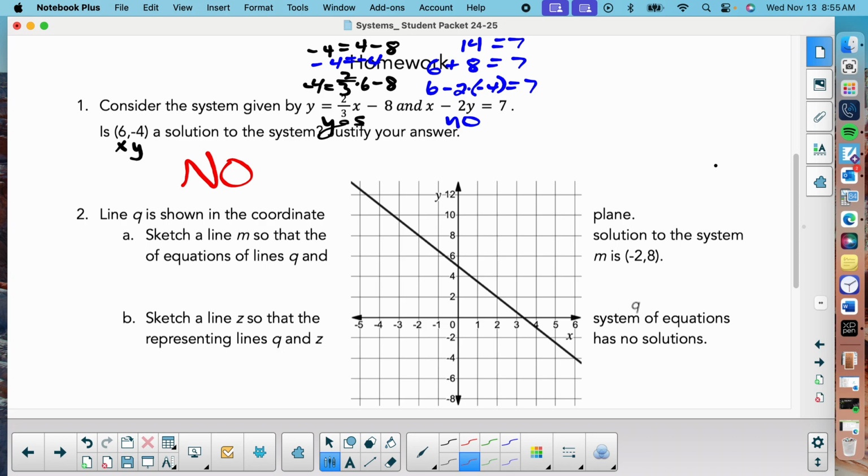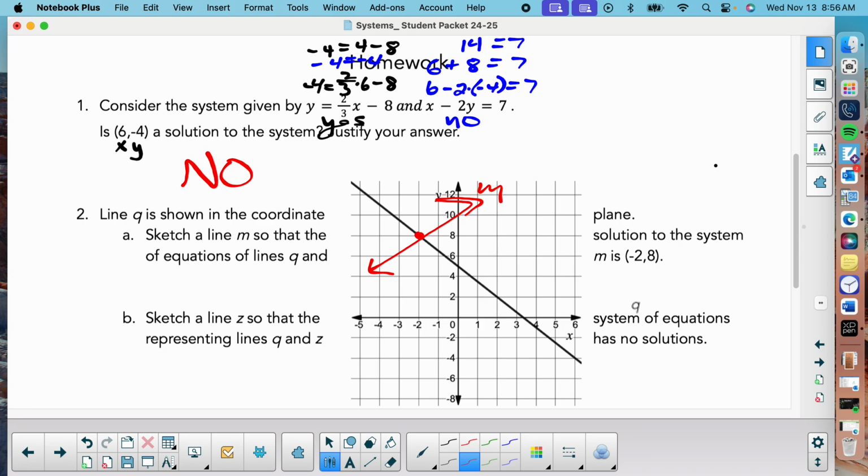Yep, we are trying to draw a line M so that only one thing happens. We want to draw M so that it crosses at (-2, 8). That's the only thing it says. So we can do that. (-2, 8) is right there. Line M, it doesn't matter how you draw it as long as it crosses through that one point.